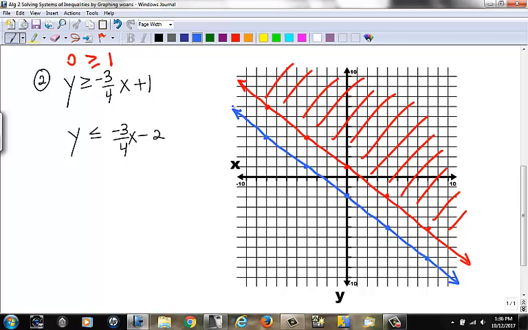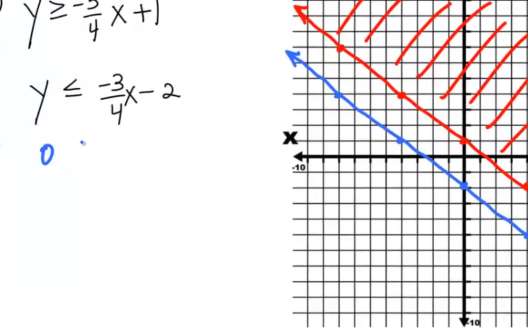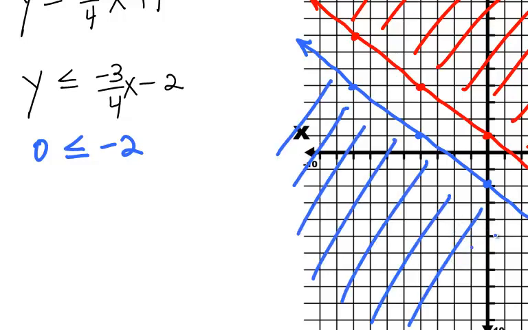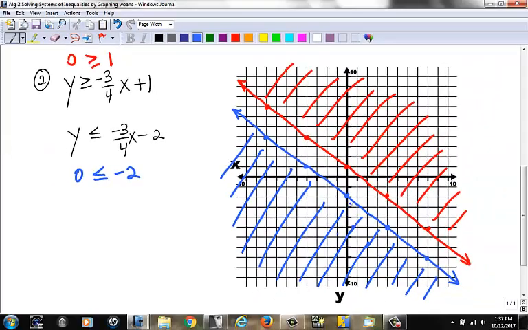Okay, and now 0, 0 is on the top half of that graph, so test, put 0 in. Is 0 less than or equal to 0 times 3/4, which is just 0? 0 minus 2 is 0 less than or equal to negative 2? No. Shade the side that's true, so I shade the other side. Okay? And your grader's got to know.